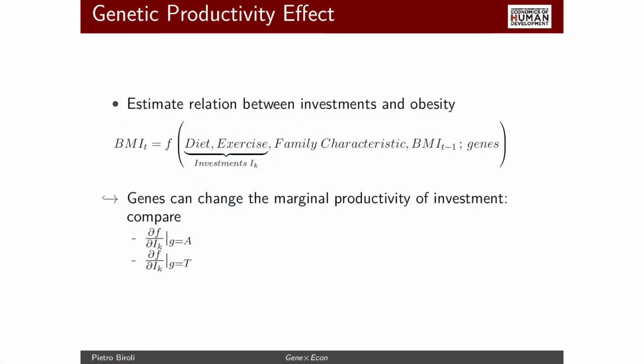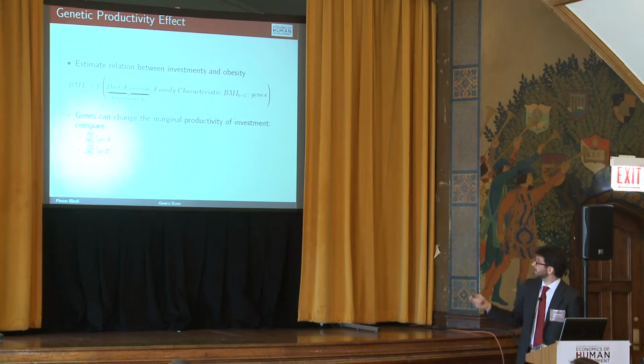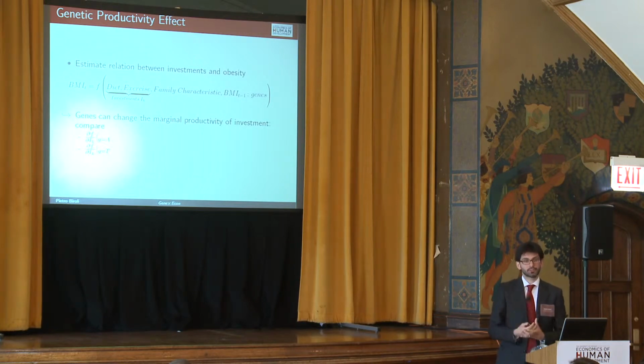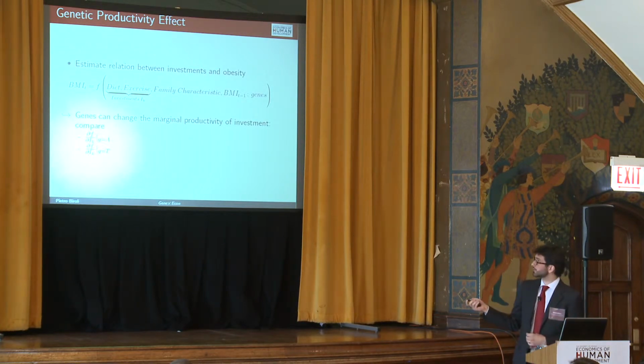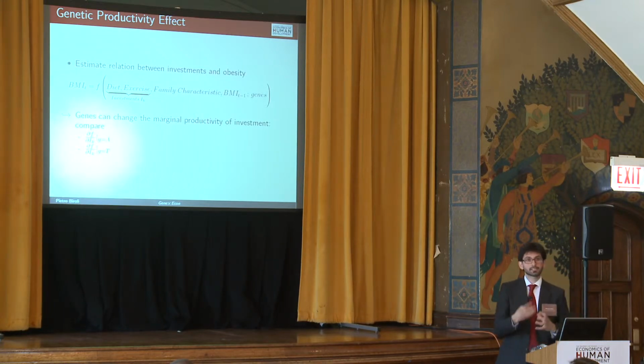Now we can estimate the relationship between these investments and human capital and health and BMI. So we consider BMI as a function of diet and exercise, the two investments of interest, and we control for family characteristics and the past stock of health, the past stock of BMI, in order to understand what is the mapping between these inputs and the output of interest. And we allow genes to index all of the parameters of this production function. What we're interested in is to understand whether genes change the marginal productivity of investments, therefore, whether this functional form, the way that inputs are converted into outputs, depends on the genotype of the children.